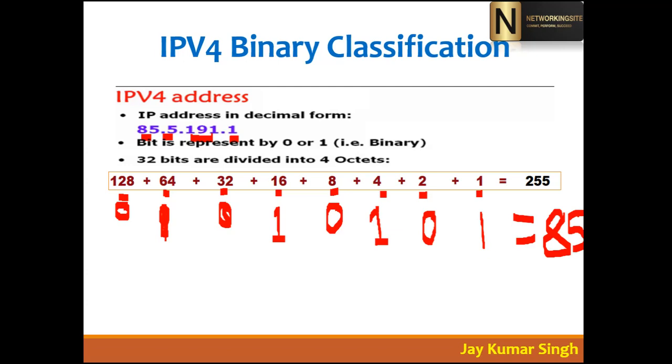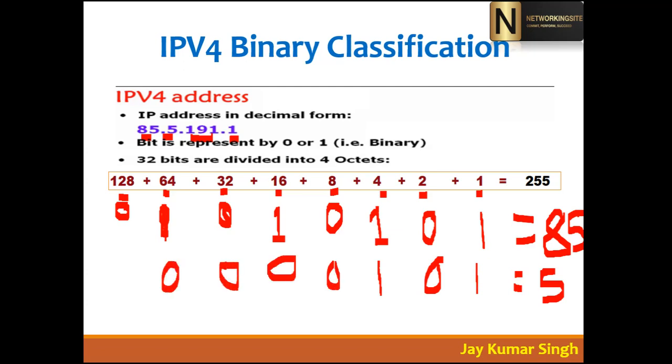Okay, easy calculation. Now I have to find 5. So where can I get 5? Yes, of course, 4 plus 1 is 5. Others will be 0, 0, 0, 0, 0. So this is the binary of 85, the upper one, and this is the binary of 5.